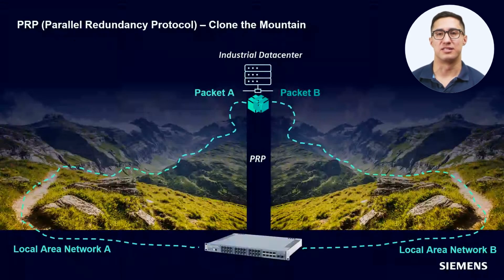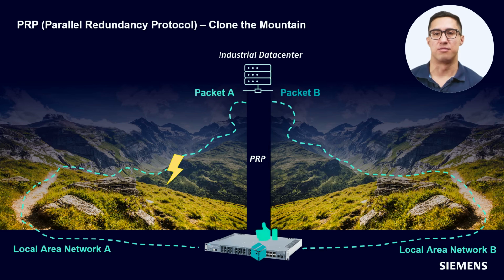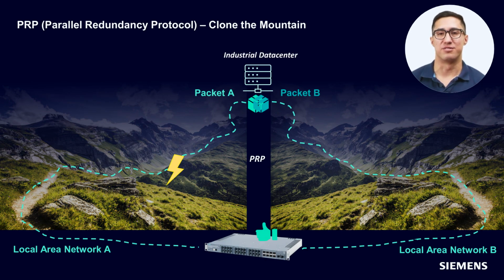The industrial data center duplicates data and sends copies through local networks to the switch. If there's a disruption in one network, no problem. A duplicate is already on the way in another network. What's that mean? It means zero network downtime, known as bumpless technology. Let's see another redundancy mechanism.